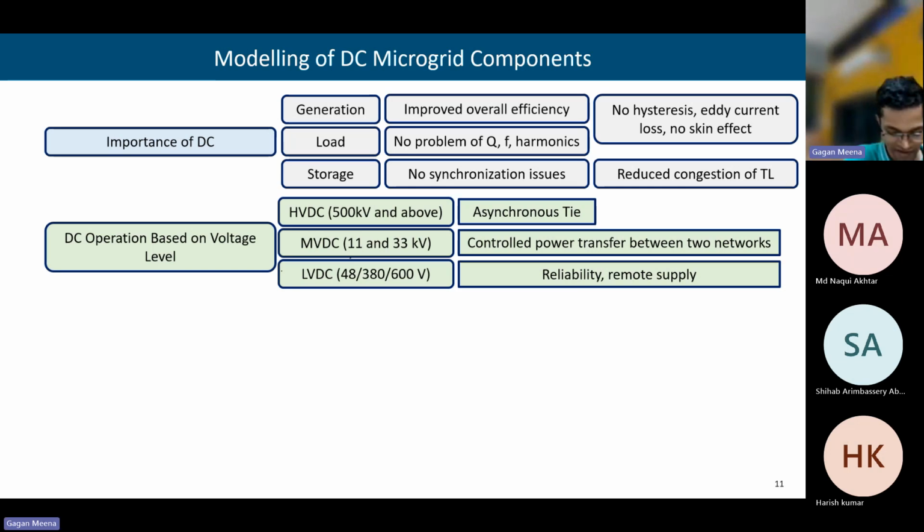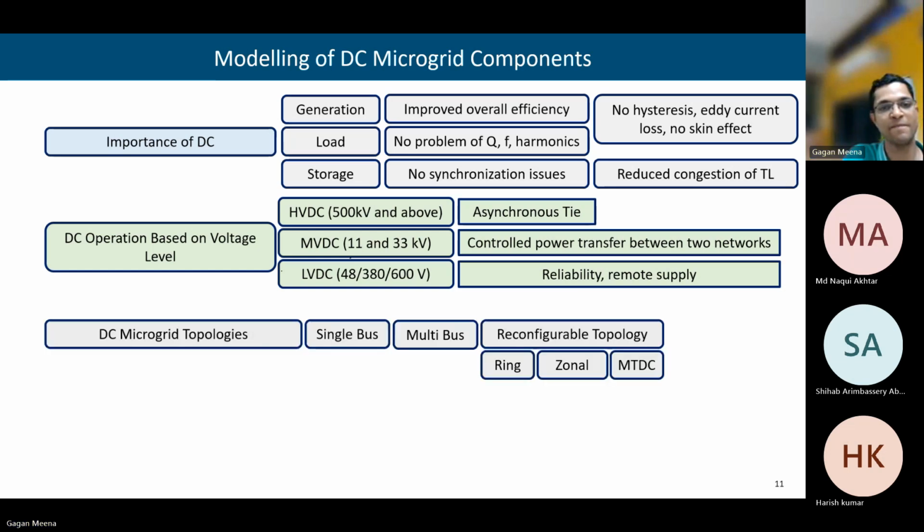Because almost everywhere we go, solar panels are there. Wind, we don't know, but wind potential is not available everywhere. It will be mostly in the coastal areas or in the hilly areas. But in other places, solar potential is there. So we can have solar panels and use a DC microgrid there.